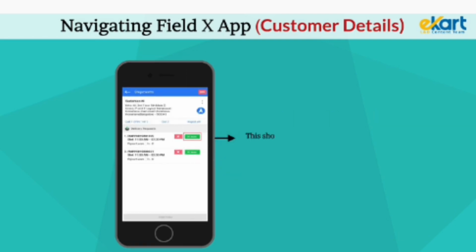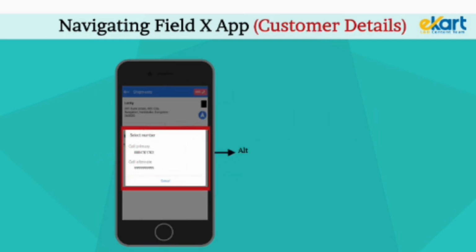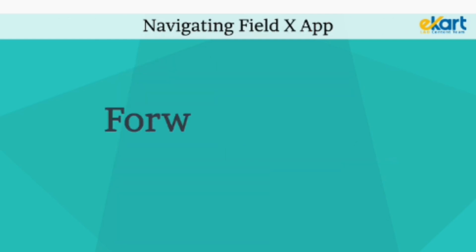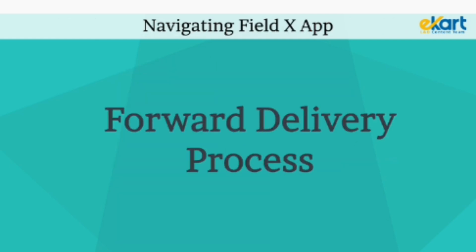In this screenshot, you can see a single customer with multiple shipments. Alternate phone option will be visible if the customer has multiple numbers. However, the phone numbers will not be visible. And now, let's begin with the forward delivery process.